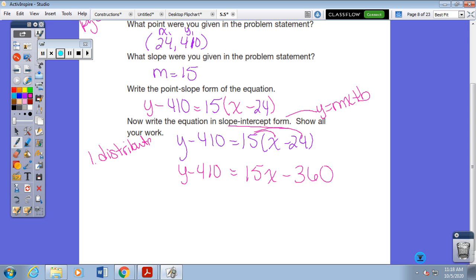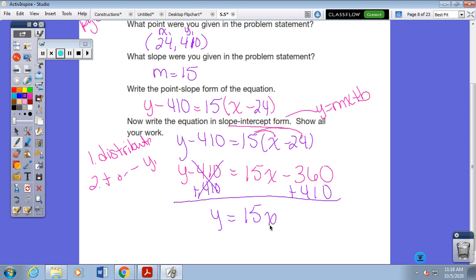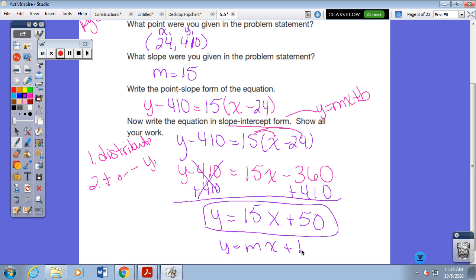Okay. Number 2, we're going to add or subtract the y1. So here we're going to add 410 to both sides. We're going to add it to the number at the end because it doesn't have a variable. So negative 410 plus 410 cancels, and y equals 15x, negative 360 plus 410 gives you a positive 50. So slope-intercept, y equals mx plus b. There you go.